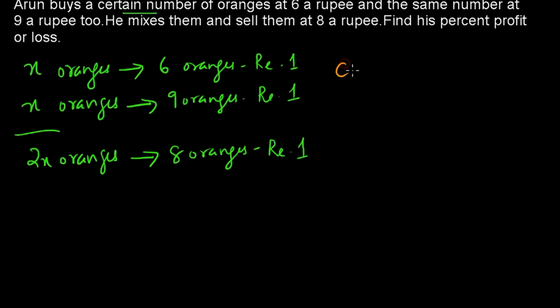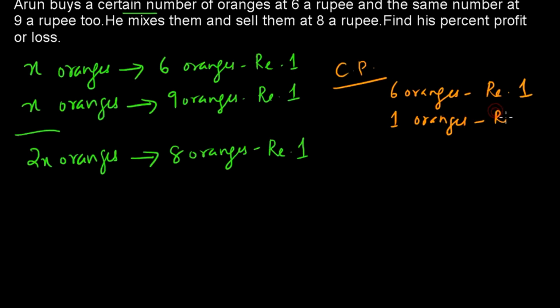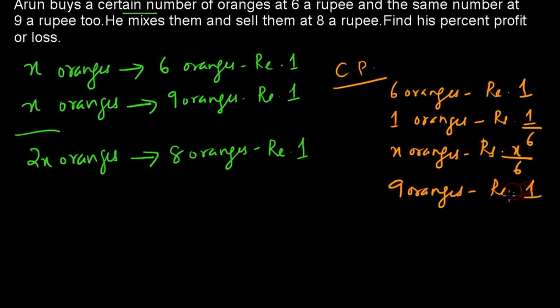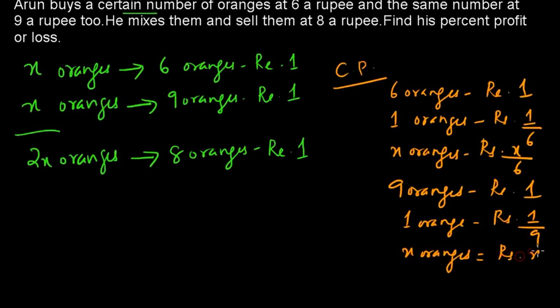So we can find out the total cost price. We have 6 oranges for 1 rupee. Then what about X oranges? For that we can use the unitary method. If 6 oranges can be bought with 1 rupee, then 1 orange price will be rupees 1 by 6. So X oranges price will be equal to rupees X by 6. Simple. Then again 9 oranges is bought for 1 rupee. Then what about 1 orange? The 1 orange price is equal to rupees 1 by 9. Then what about X oranges? X oranges will cost rupees X by 9.